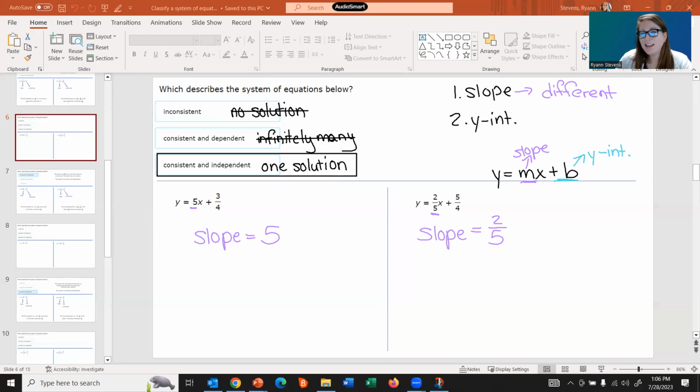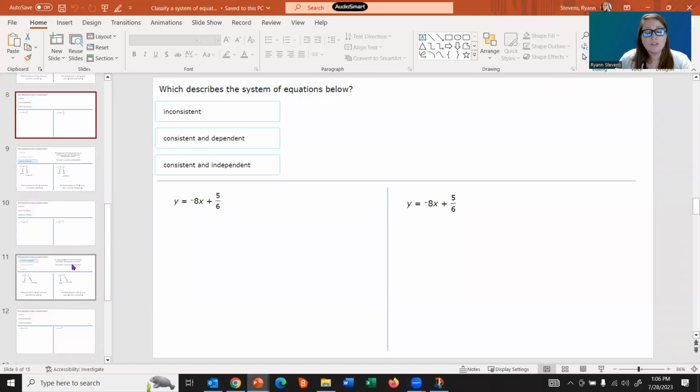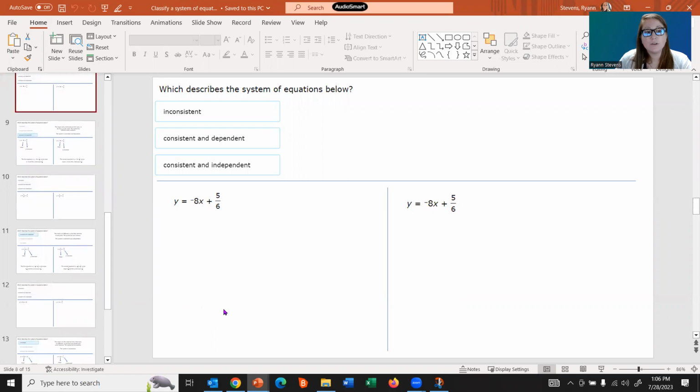All right, let's look at another example here. Now we have which describes the system of equations below. Okay, and our answer choices will stay the same. We have inconsistent, which is no solution. Consistent and dependent, which is infinitely many.